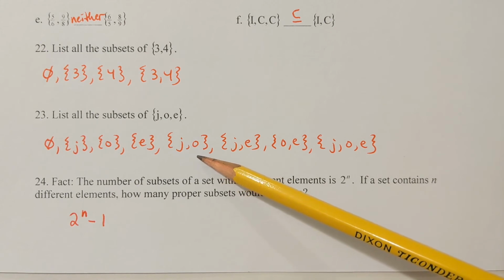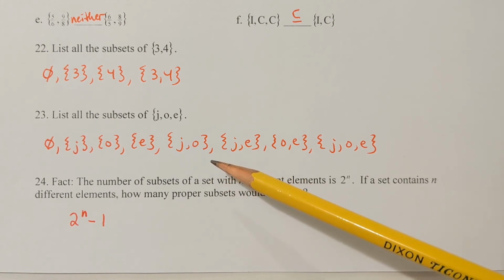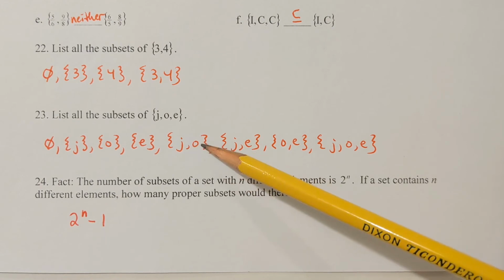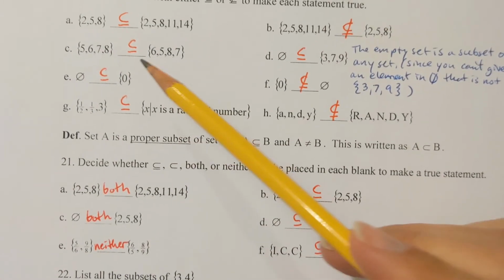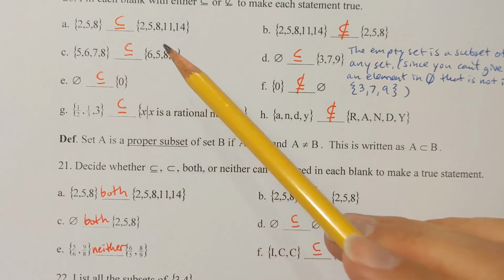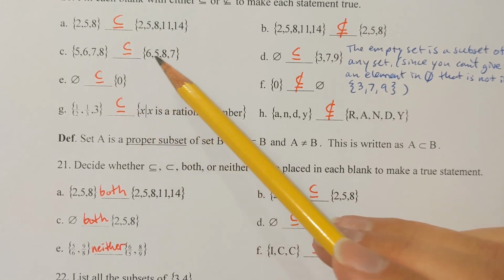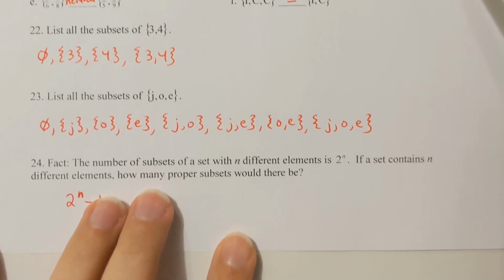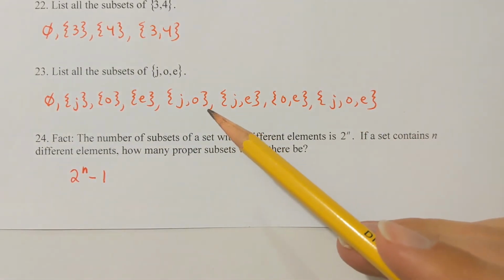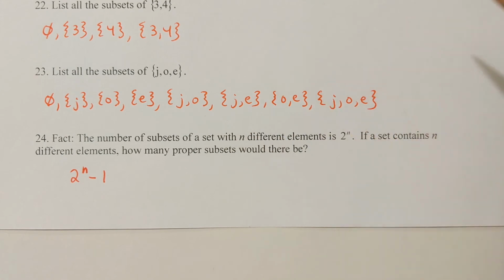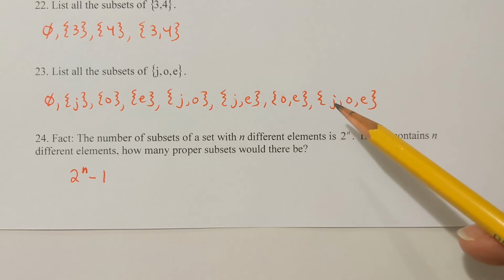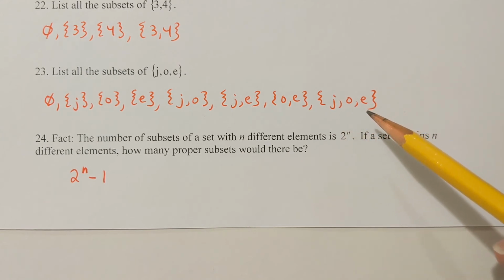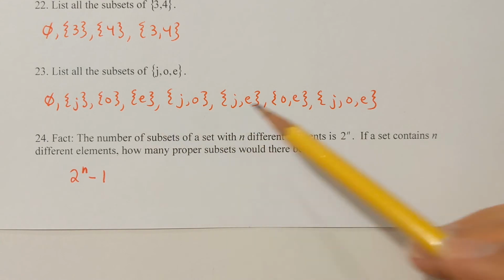Now, what about if I had the set containing o and j? Well, that's not any different from this set, right? So that's one thing that we've talked about already, is that with sets, order doesn't matter, right? So the fact is that I've got the same set here listed. It doesn't matter the order of the elements. Okay, so I don't need to list the set containing o and j. I've already got that listed. There's the set containing j and e. There's the set containing o and e. And then the set containing j and o and e. Okay, so there should be 8 sets, I think, total.